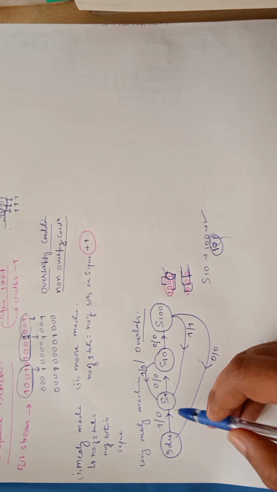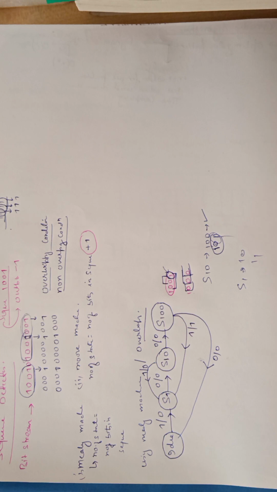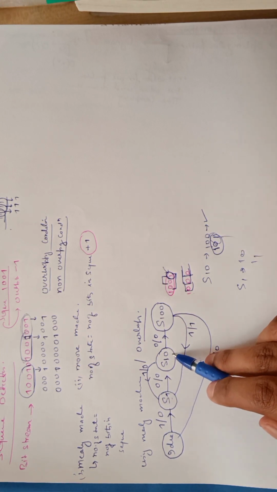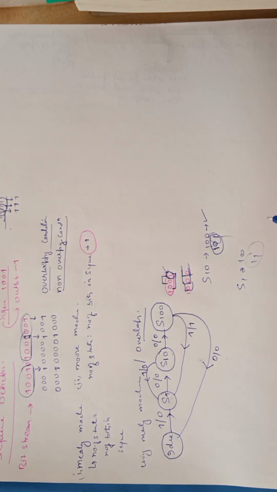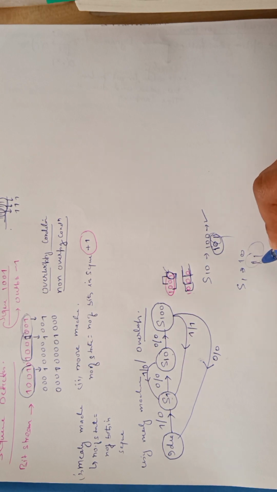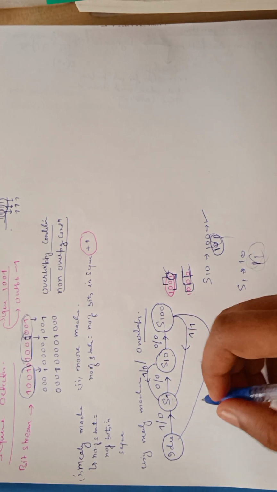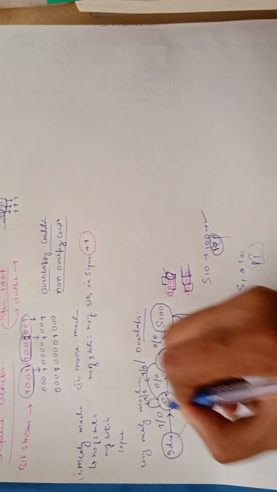And if we move to S1, it has 1 0 or 1 1. So when there was 1 0, it moved to the state S10. But what if there was S11? So at 11, you can see again the same thing. You see the last two digits: is there any 11? No, there is not. Is there any 1? Yes, there is. So it will move back to itself at 1 comma 0.